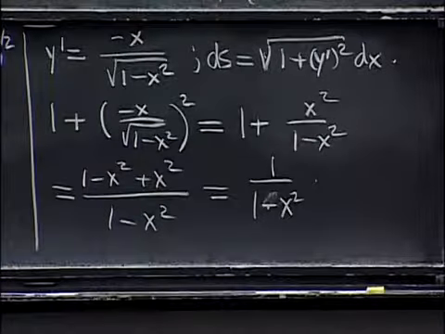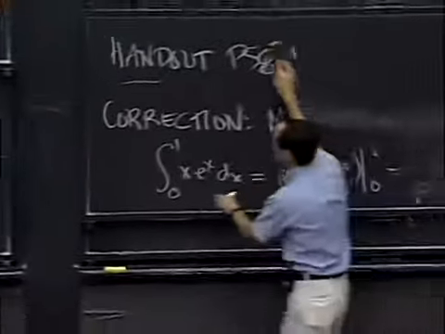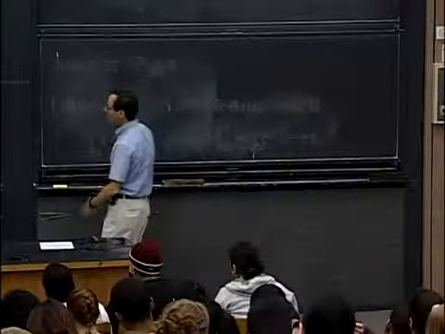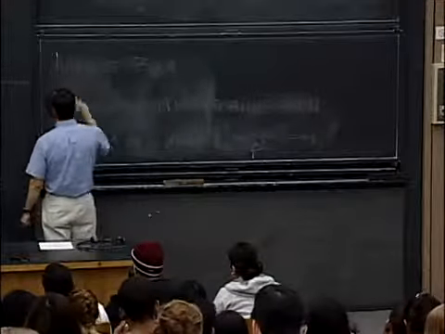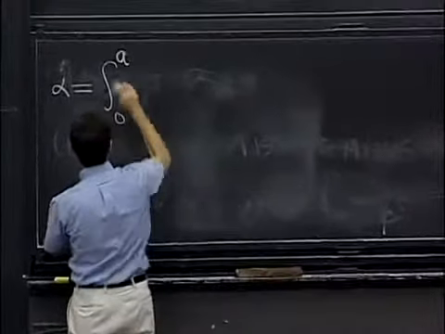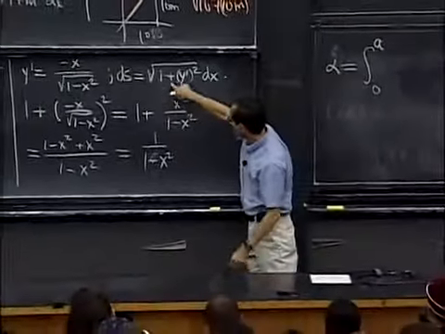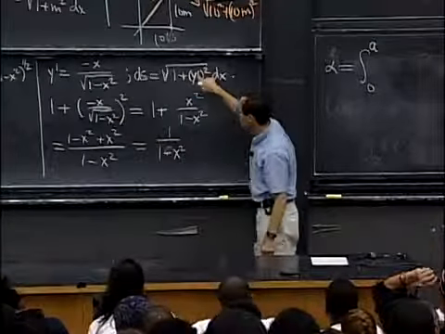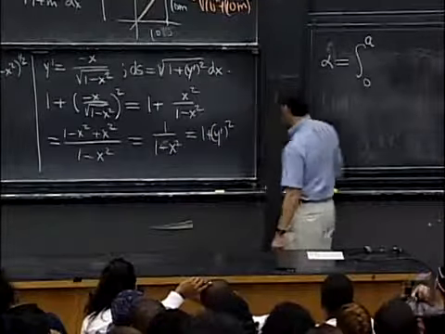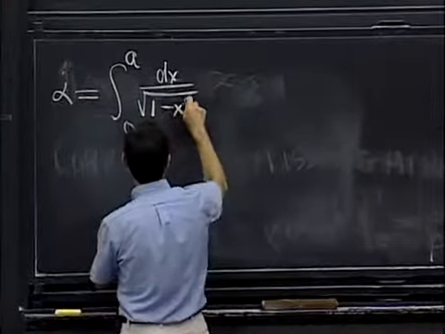All right, so now I get to finish off the calculation by actually figuring out what the arc length is. This alpha is equal to the integral from 0 to a of ds. It's going to be the square root of what I have here, which was just what was underneath the square root sign, 1 plus y prime squared. I have to take the square root of that. So what I get here is dx over the square root of 1 minus x squared.